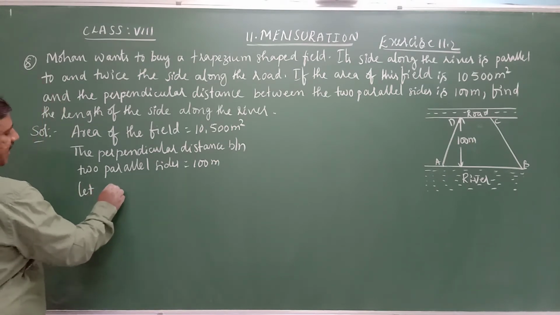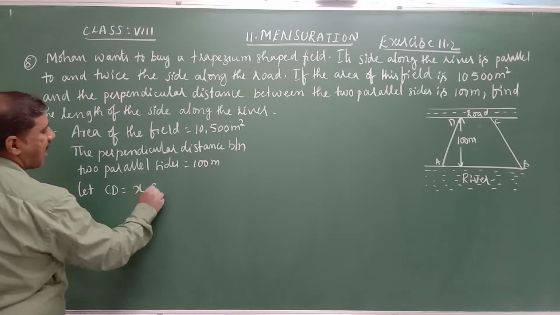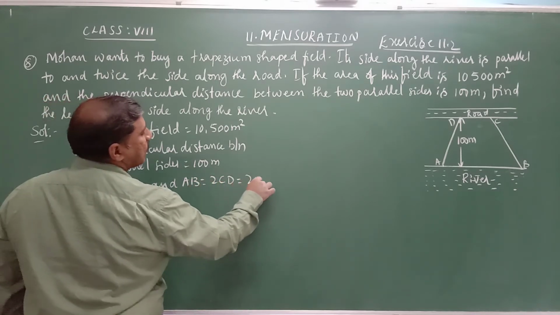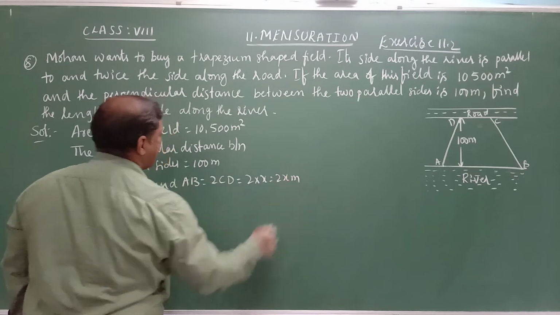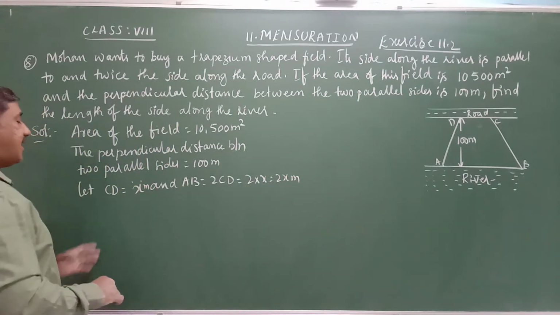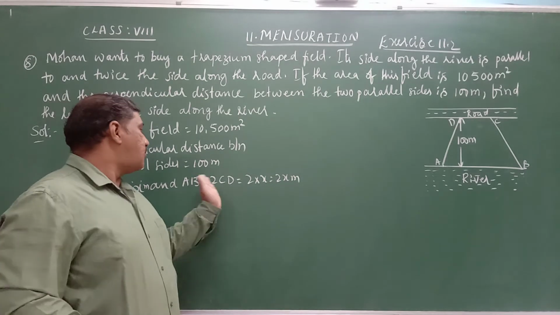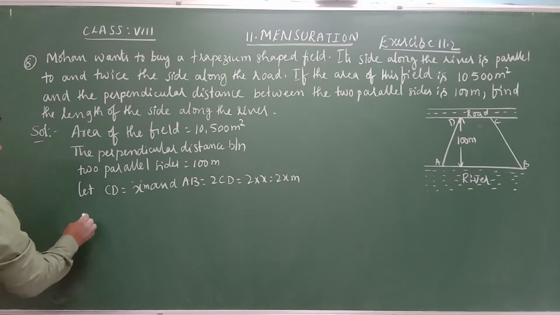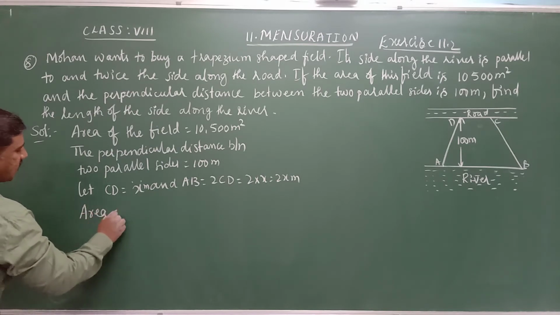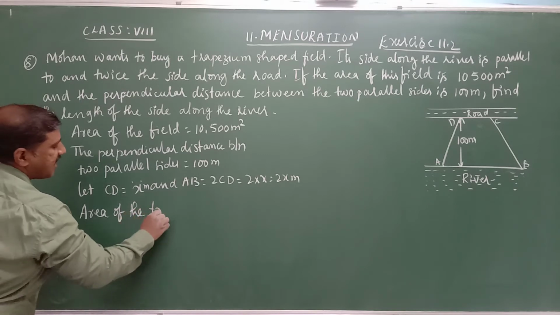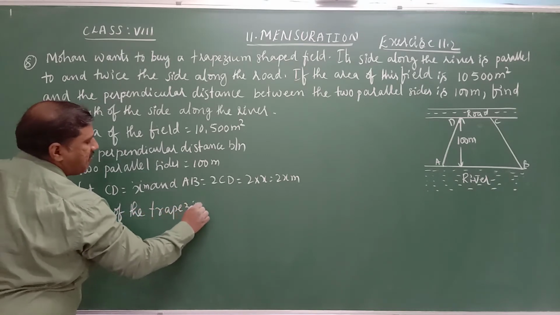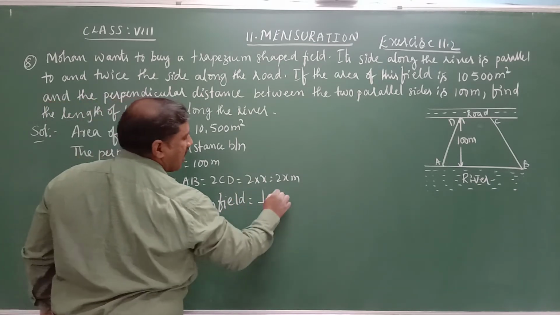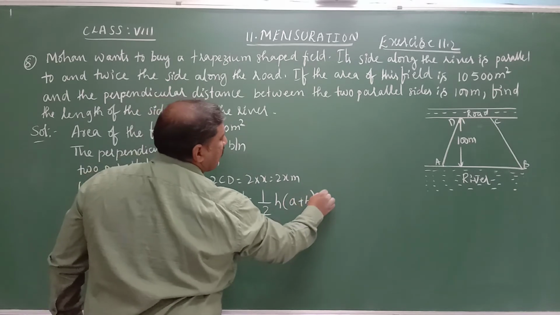Let CD be equal to x, and AB is equal to 2 times CD, that is 2 into x, 2x meters, and this is x meters. CD is equal to x meters and AB is equal to 2x meters. Now the area of the trapezium field is equal to half into h into a plus b square units.